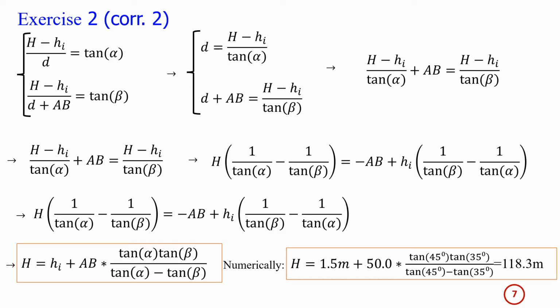Numerically, if you replace it, you will find 1.5 plus 50 times tangent alpha times tangent beta divided by tangent alpha minus tangent beta. You make your calculations, you will find this value. So this is for exercise number 2. It is a basic exercise. Normally, it should not take more than 15 minutes to do it.